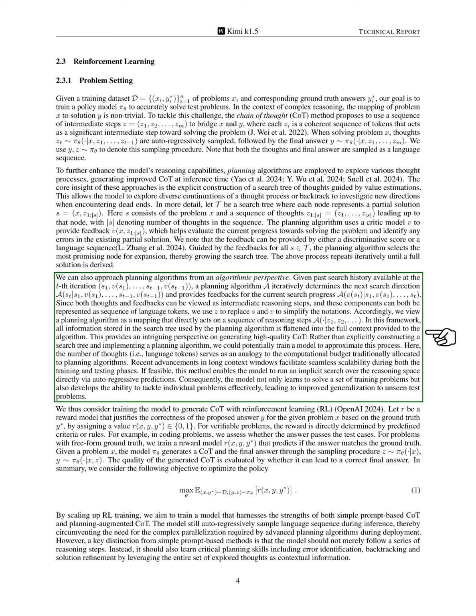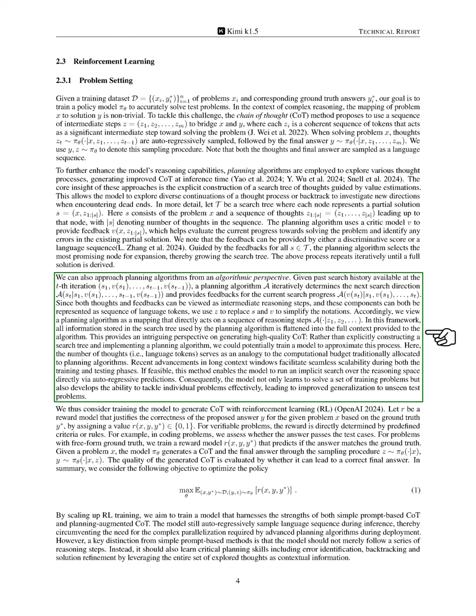Instead, we could train a model to approximate this process, where the number of thoughts represents the computational budget typically used in planning algorithms. Recent advancements in long context windows support scalability during training and testing. If possible, this method allows the model to conduct an implicit search over the reasoning space through auto-regressive predictions. Thus, the model not only learns to solve training problems but also develops the ability to address individual problems effectively, enhancing its generalization to unseen test problems.